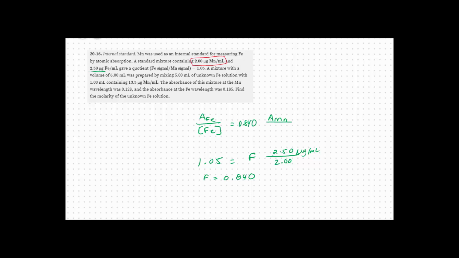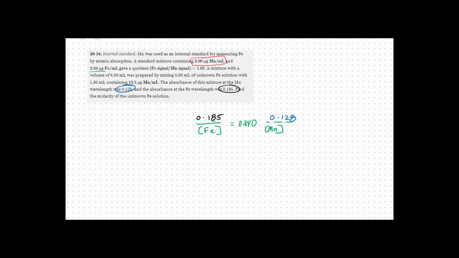Now I can use that with my unknown, 0.840. So I'm going to fill this back in because I actually need to calculate that concentration. And I'm going to fill in the numbers that I know. The absorbance of the unknown mixture at the manganese wavelength is 0.128. That's this value here. The absorbance at the iron wavelength is 0.185. Now, I have one equation. I have 2 unknowns. I should be able to figure out one of these unknowns before I have to calculate. So let's go back up and finish reading.